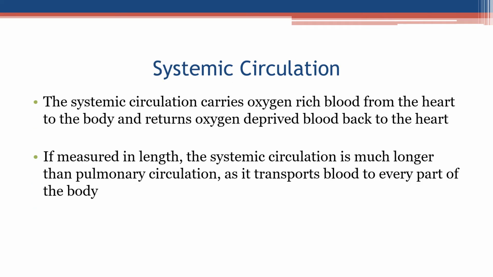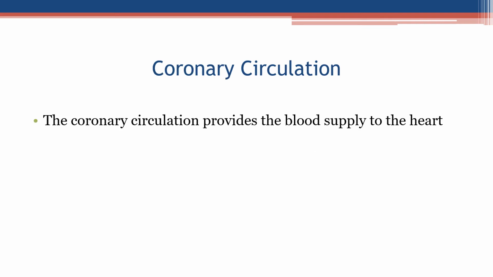Systemic circulation. The systemic circulation carries oxygen-rich blood from the heart to the body and returns oxygen-deprived blood back to the heart. If measured in length, systemic circulation is much longer than pulmonary circulation, as it transports blood to every part of the body. Coronary circulation. The coronary circulation provides the blood supply to the heart.